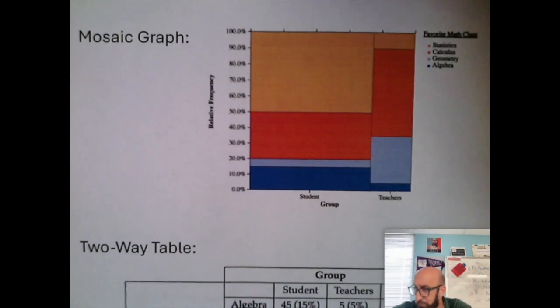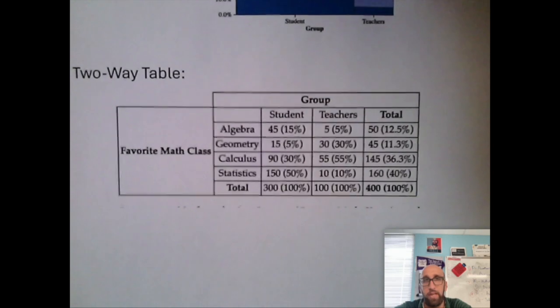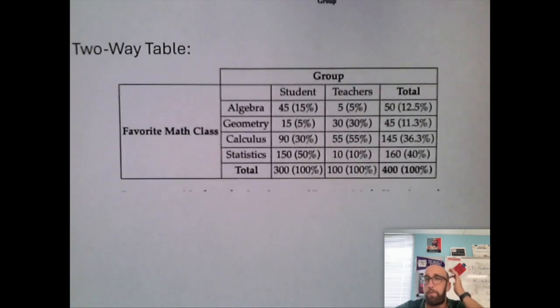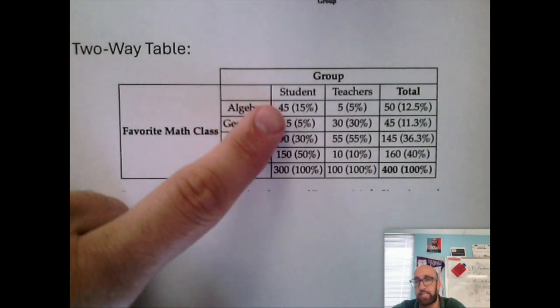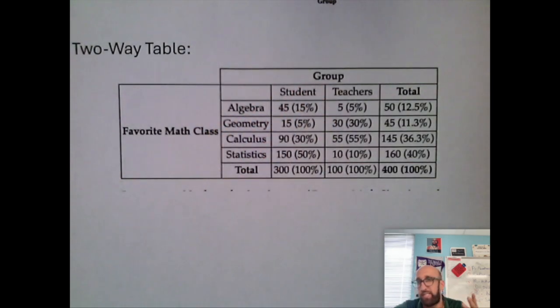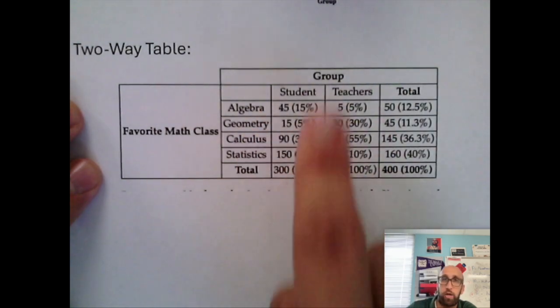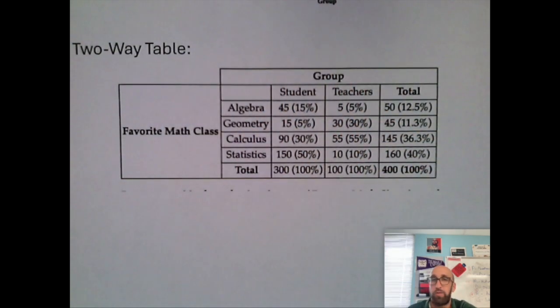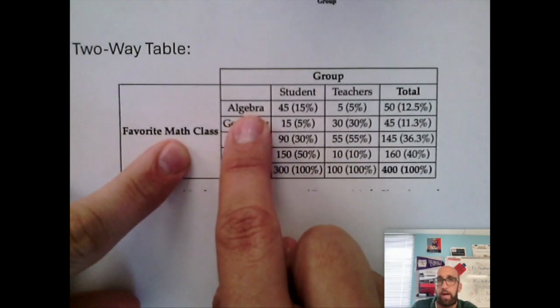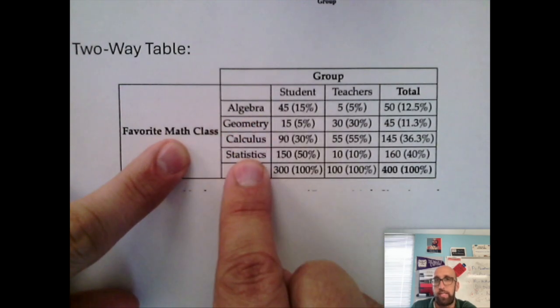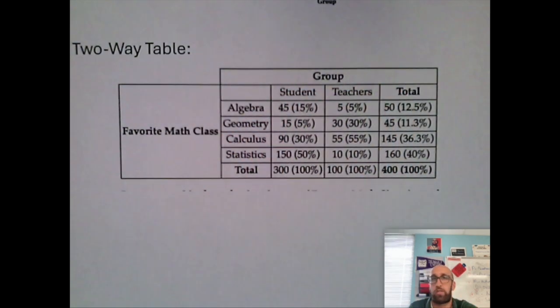Related to it is a two-way table. Now this two-way table I have here, I don't feel like it's the best because it has counts as well as percentages. Typically with what we deal with, we don't really have percentages, but it's fine. So this two-way table is portraying the exact same information as the mosaic graph did. It's just more of a numerical thing. So over here on the left side, I have my favorite math class breakdown: algebra, geometry, calculus, and statistics. Across the top is students and teachers. And so how you read this is you can look at just different parts in the table.